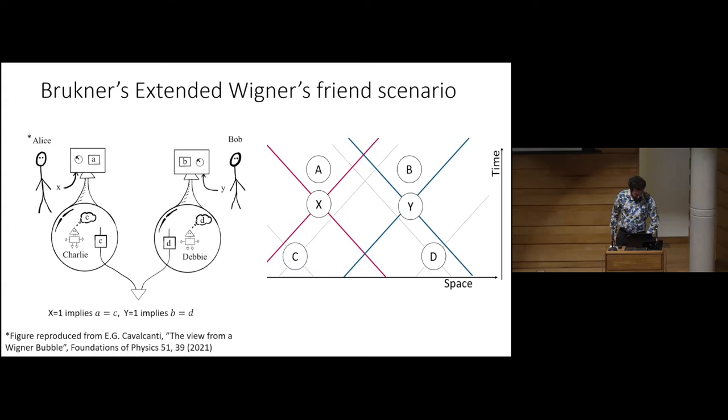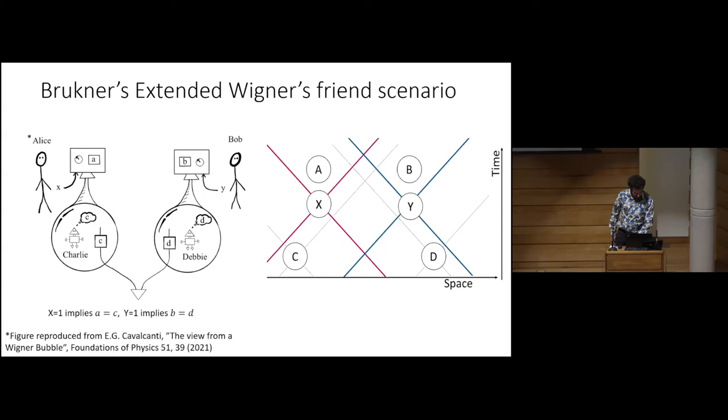of Debbie. So on the right, there is the space-time diagram for this experiment. And I'm going to use the convention where the capital letters just denote the variables, and these lowercase letters are like an arbitrary instance, like a fixed value of that variable.